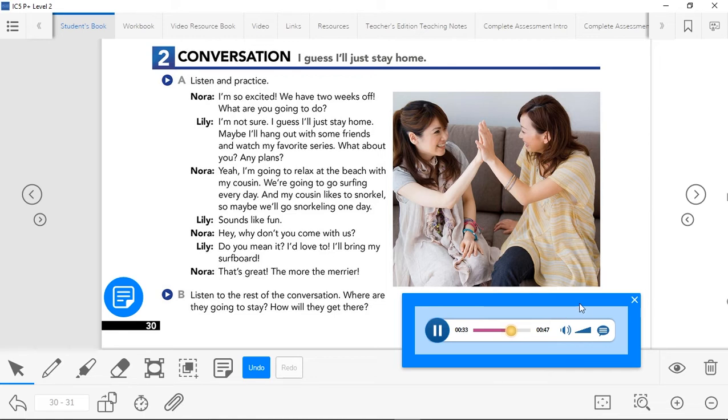Sounds good. And when are we going to go? There is a bus that leaves at 6 o'clock in the morning. Is that too early for you? That's fine with me. I think I'll be too excited to sleep.